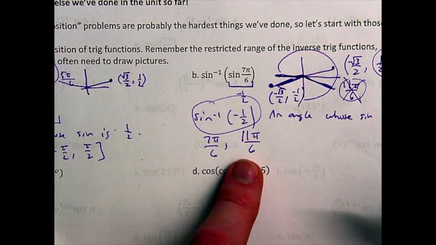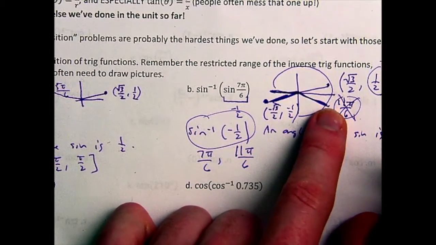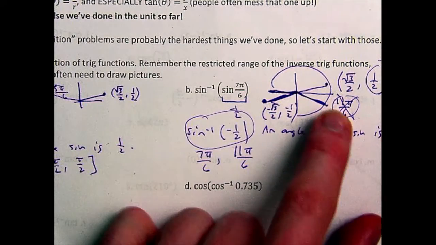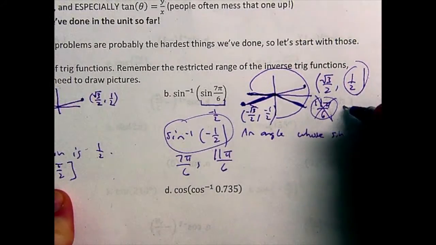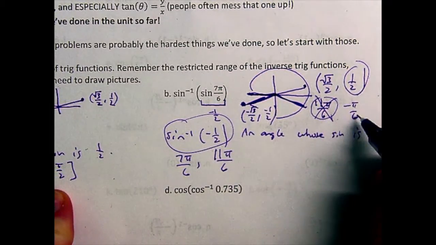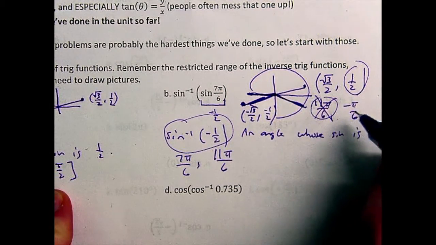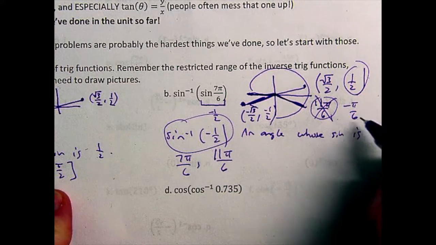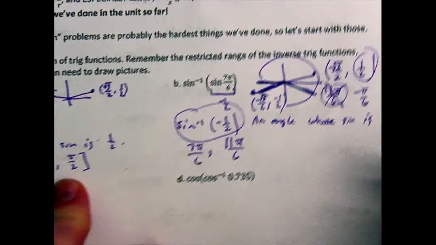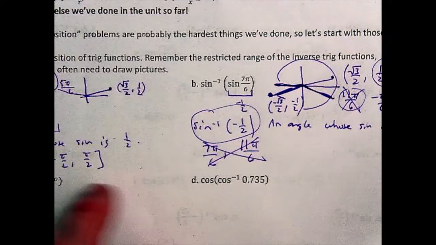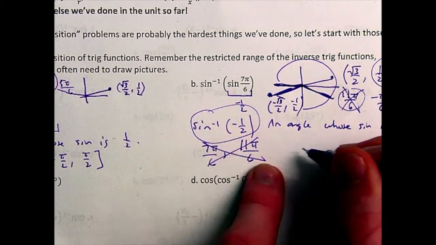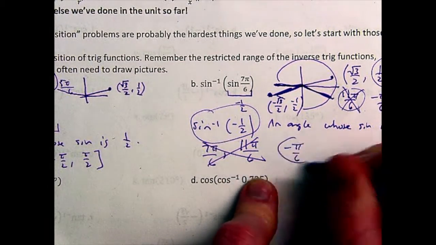So what is the correct representation of this angle that actually does sit within the restricted range for inverse sine? The answer is negative pi over 6, right? Negative pi over 6 sits here, same location as 11 pi over 6, but this representation of that angle actually sits inside that interval, inside the restricted range for inverse sine. So sine inverse of negative 1/2 is negative pi over 6, okay?